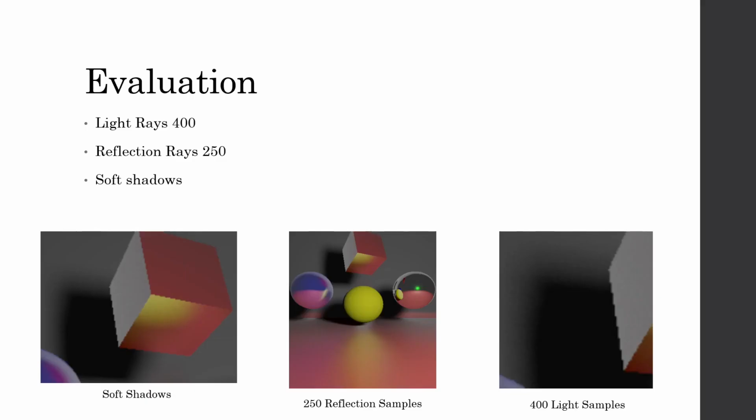Having now presented the effects that sample rates have on the render time, I believe that the optimal number of samples is 400 light rays and 250 reflection rays, as this gives the best performance to visual quality output. Soft shadows are always worth it, as they make the scene much more believable, even though they also cost quite a bit more than hard shadows.